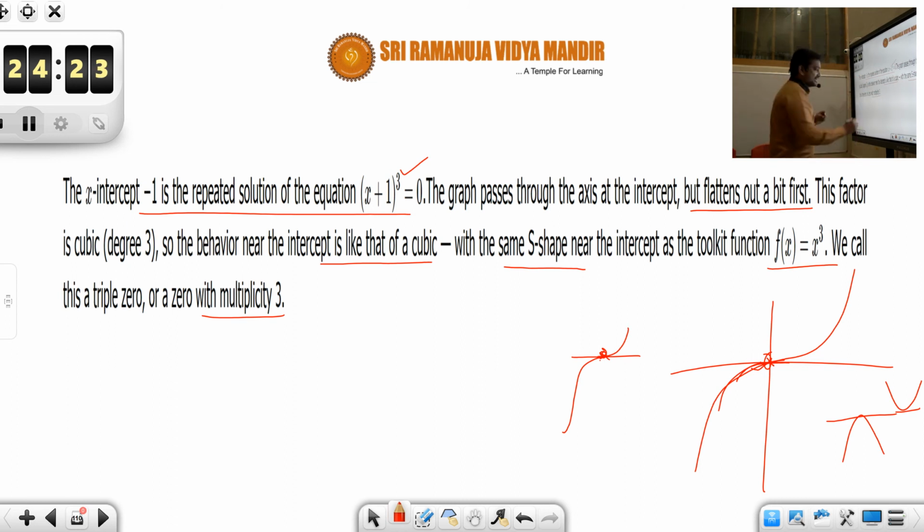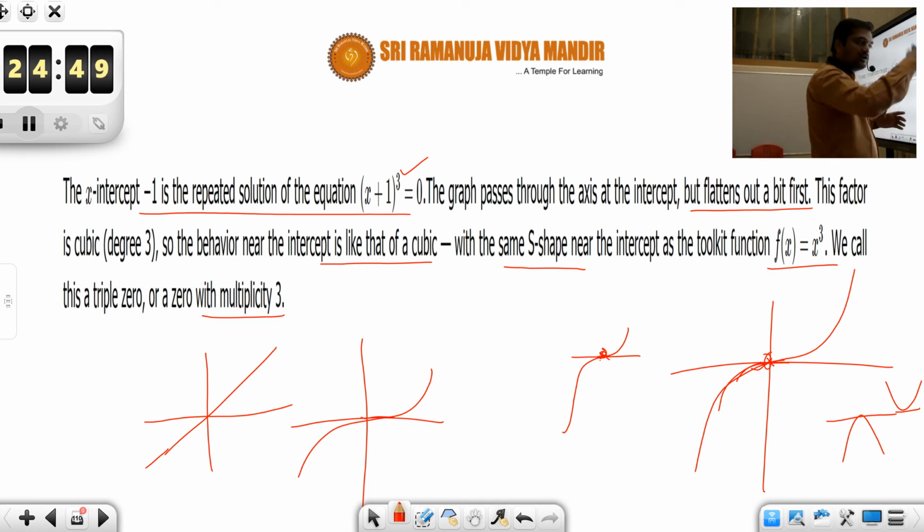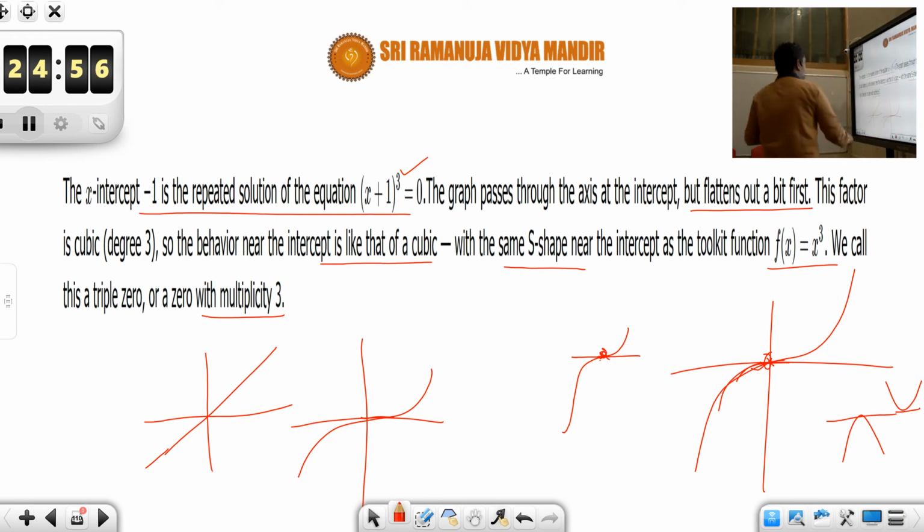For example, for the linear case it has crossed like this, right? Similarly, for the cubic case it is simply flattening out. This flattening nature increases, but the crossing of the axis from one end to the other keeps happening whenever the factor is of odd degree. Whereas for even degree factors, you will not see the polynomial crossing. It doesn't cross the axis; instead it gets bounced back.